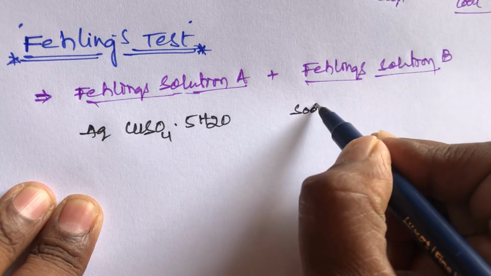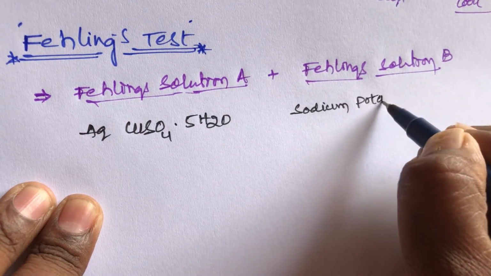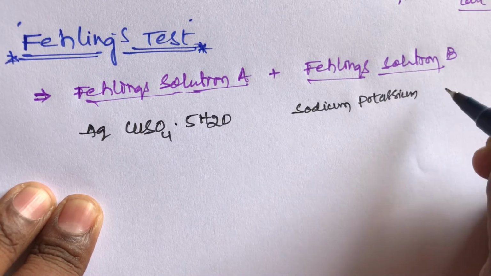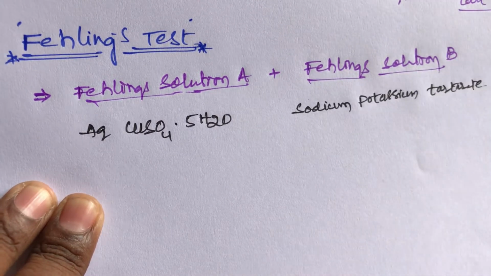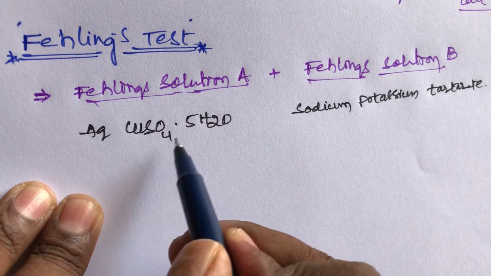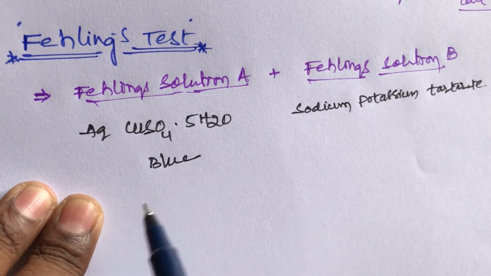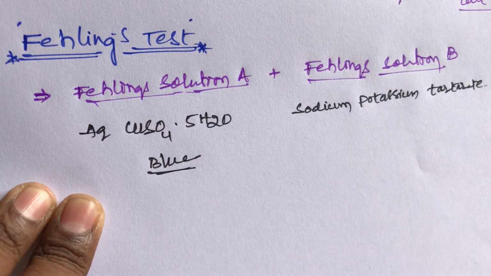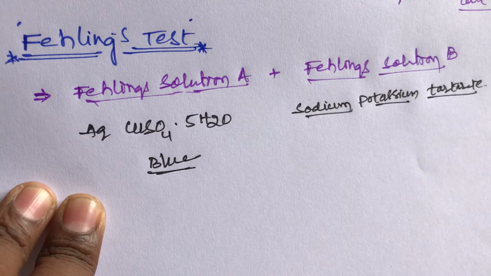You remember, student, that is sodium potassium tartrate. It is a very important solution. Fehling's solution A is aqueous copper sulfate, CuSO4.5H2O. It is blue in color. And sodium potassium tartrate is Fehling's solution B.